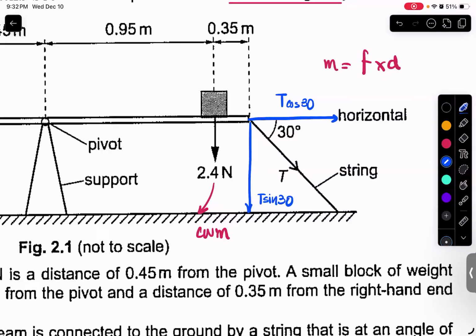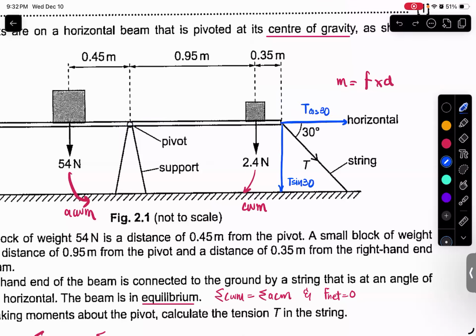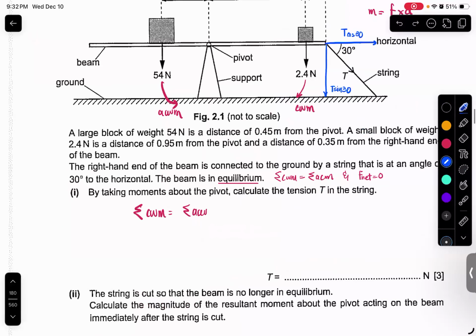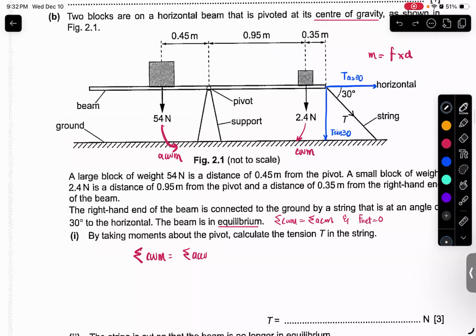Now when I use the formula moment equals force into distance, I'm going to take this tension, not the horizontal one, because it is parallel to the distance. Now, clockwise moments, let's write down clockwise moments. So T sin 30 multiplied by 0.95 plus 0.35. Plus any other one? Yes, 2.4 multiplied by 0.95. This is the clockwise moment.